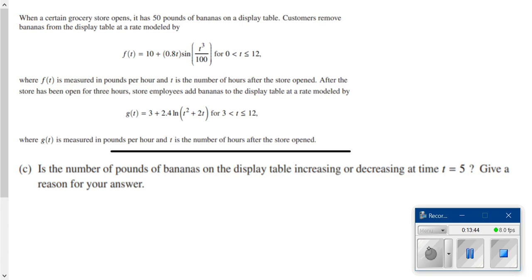Okay, so if I want to know if the amount of something is increasing or decreasing, I want to know if its rate of change is positive or negative. And the rate of change in the bananas is the rate at which they're being added minus the rate at which they're being subtracted. In other words, f of t minus g of t. And I want that when time equals 5.